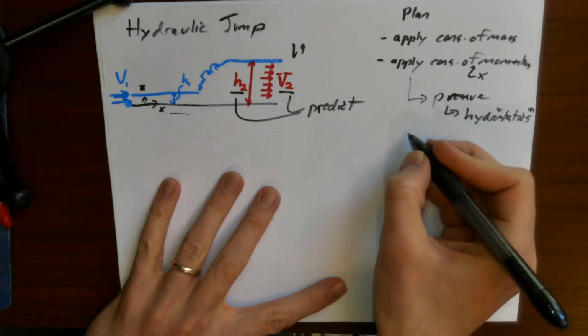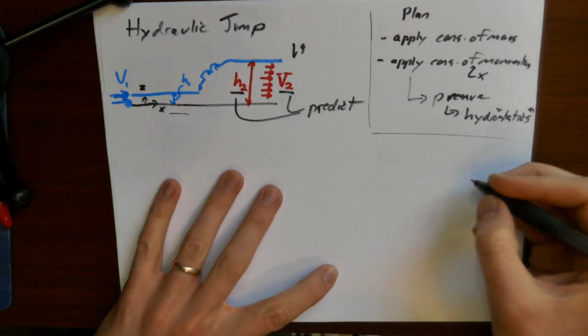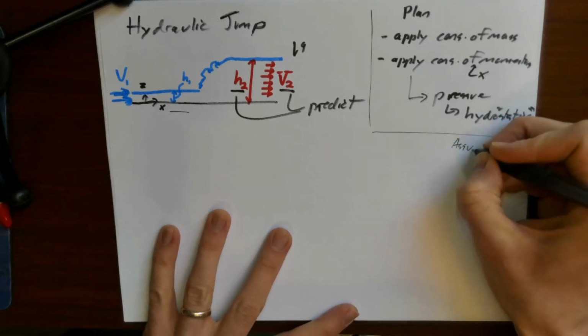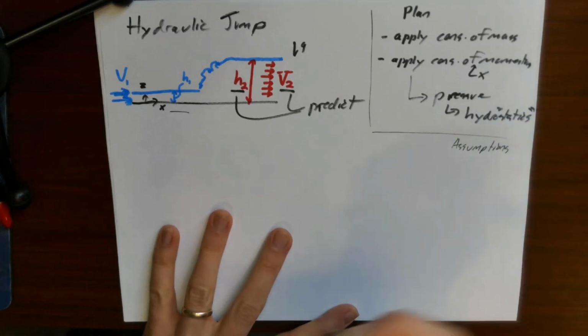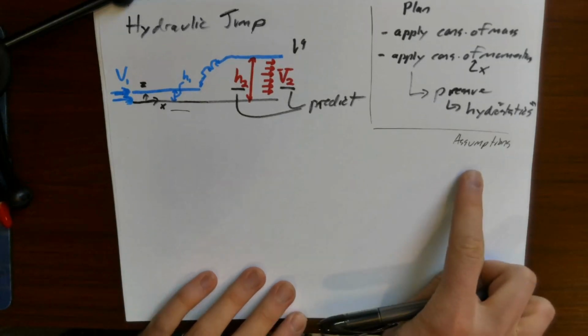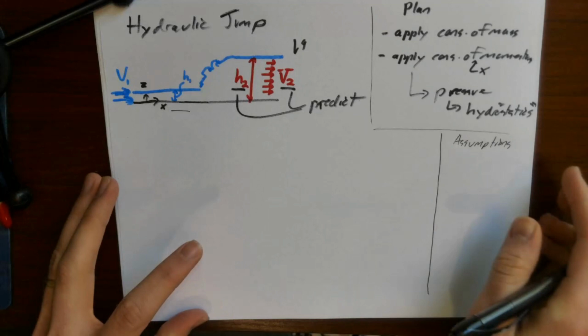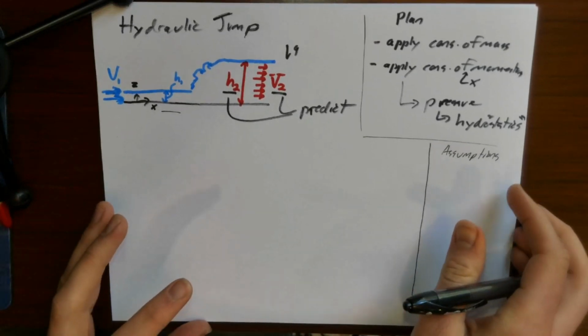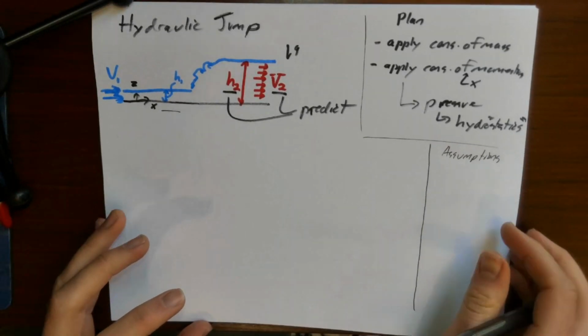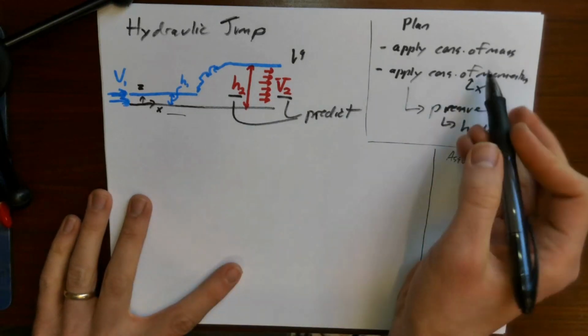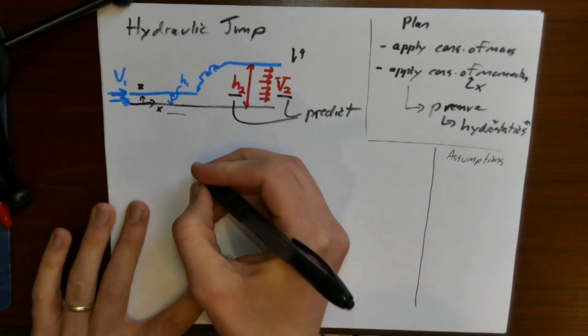So this is our plan. As we're moving along, let's build a list of assumptions, in a sort of sidebar right here. And spoiler alert, we're going to need to make a whole bunch of them. So let's go ahead and do that. Let's start with applying conservation of mass.